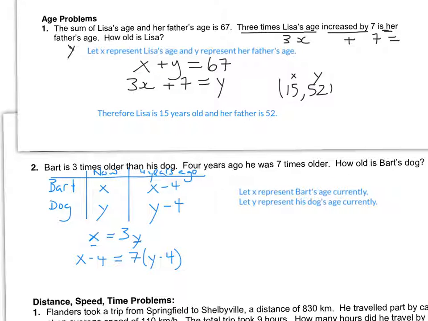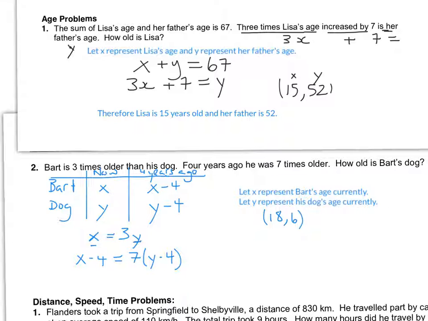Okay, and once you've put that into Desmos, you should find your ordered pair. I found the ordered pair was at 18 and 6. So that means Bart, the X, is currently 18 years old, and the dog is currently 6 years old. That's the X and the Y.